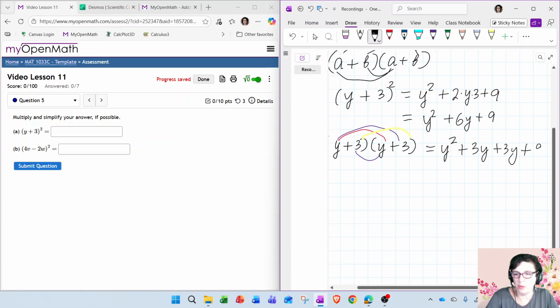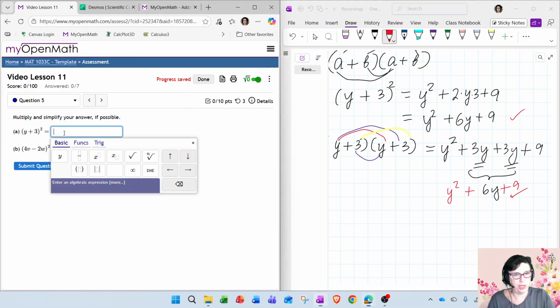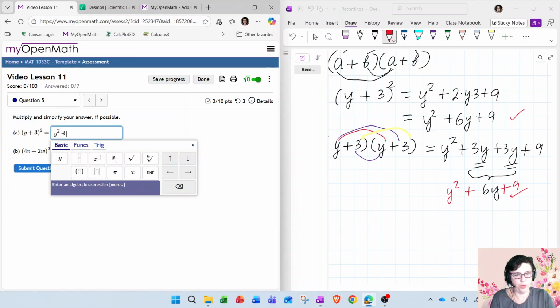It is a very common mistake to miss that middle term, but if you do FOIL, you immediately see that this term is not going to cancel. 3y and 3y combined gives you 6y, right? When you combine like terms. And now, as you can see, you get the exact same thing here and here. This is y squared plus 6y plus 9, and they are matching. Either way you do it, both ways you get the exact same answer.